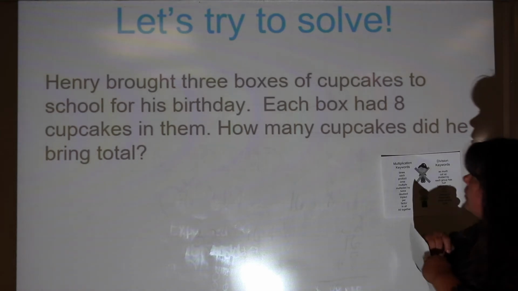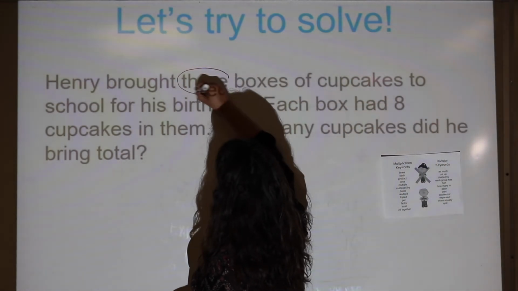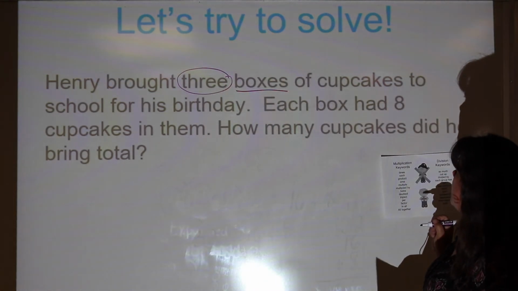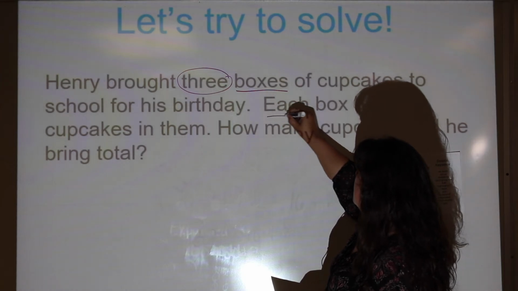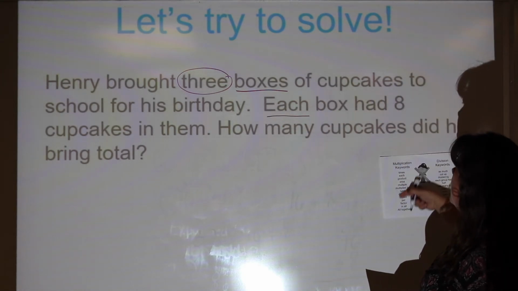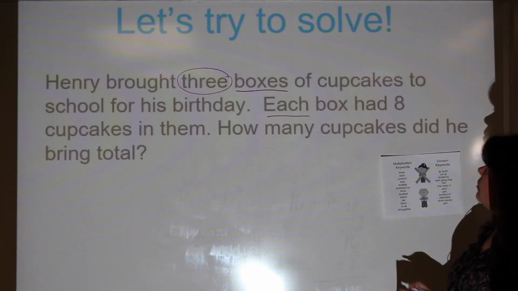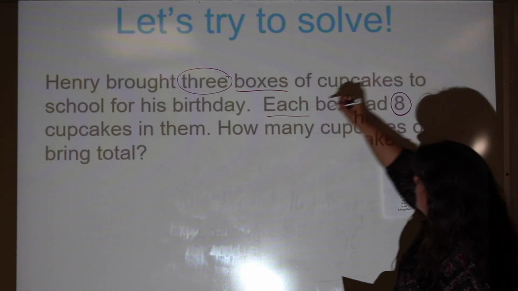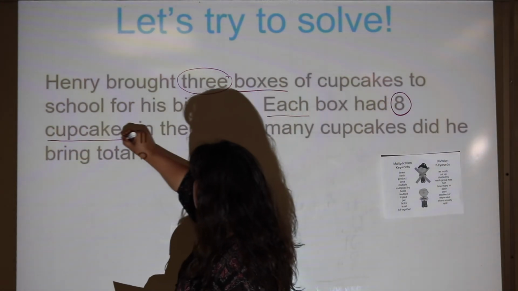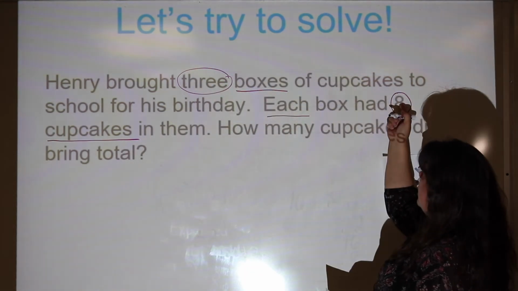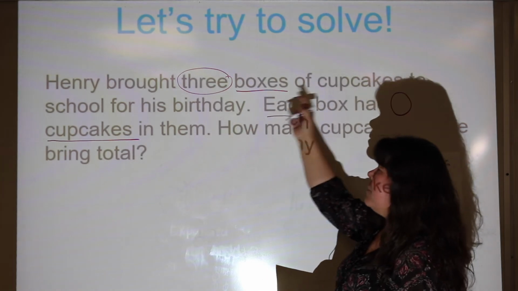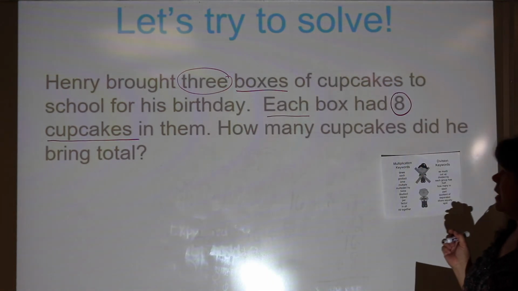Okay, we've got the number 3 here, so I'm going to circle my 3. I'm going to underline boxes. They're cupcakes to school for his birthday. I've got this word each. That's telling me that I'm multiplying because it's in my story. Each box had 8 cupcakes. So I've got my numbers, 3 and 8. I've got boxes and cupcakes. They're not the same labels, so I know I'm multiplying or dividing.